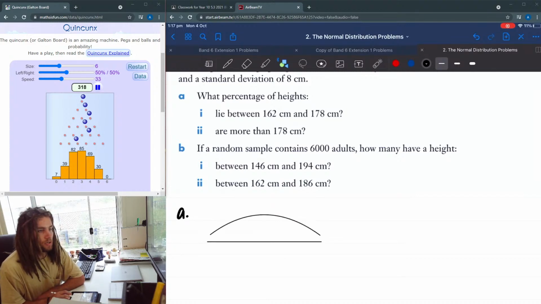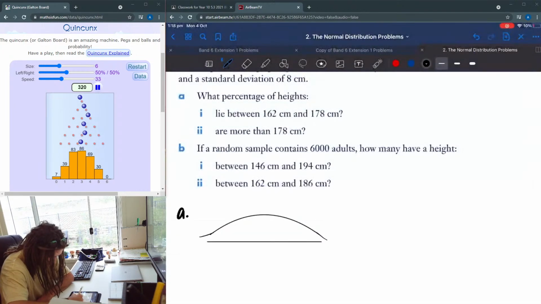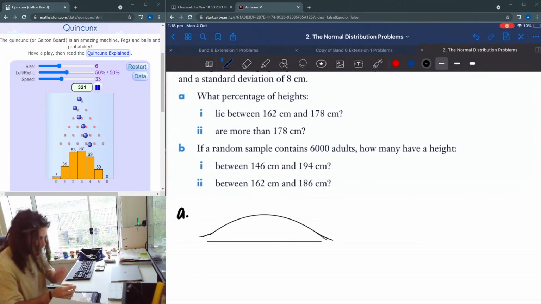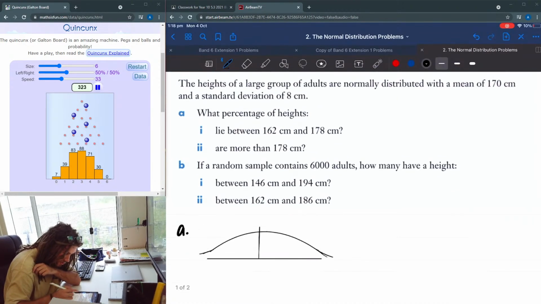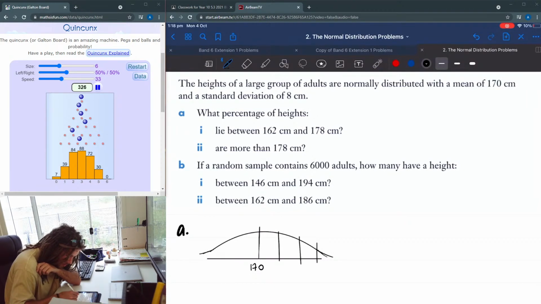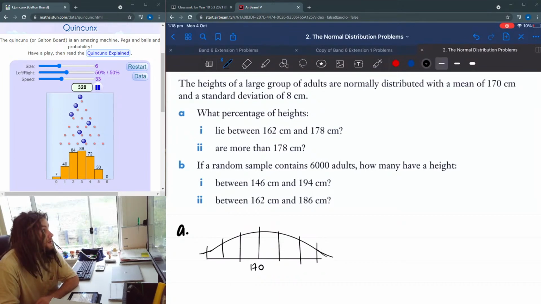I don't like that drawing. Oh, it kind of tails off, okay? So I'll kind of like that. Okay, so then I chuck the mean in. So the mean is, what did it say? 170. And then 1, 2, 3, 1, 2, 3. Just draw 3 standard deviations each way, because that's all I know, right?